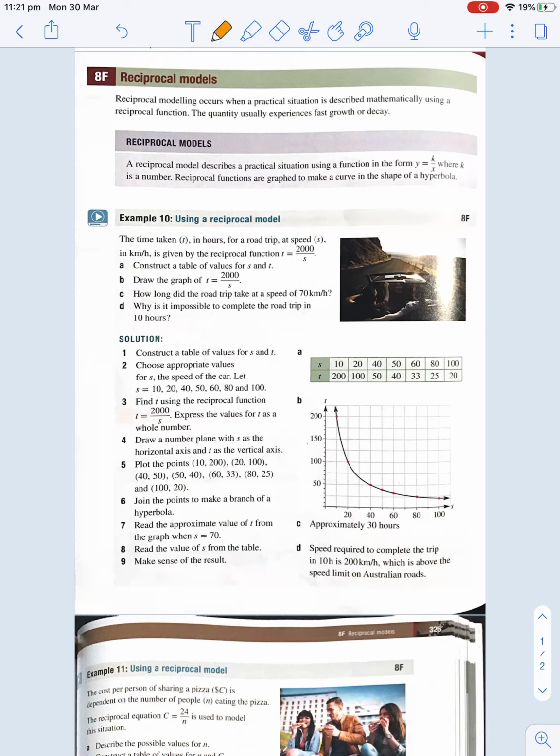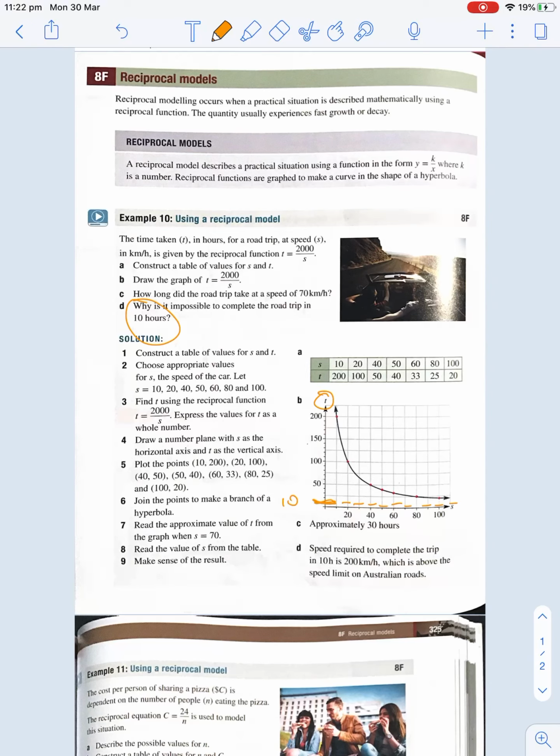So moving on, the next question is, why is it impossible to complete the road trip in 10 hours? So the idea is we want the time to be 10 in this situation. So if we look at our graph, if we want the time to be 10 hours, we want it to be all the way down here. There's our 10 for time. So remember, this is time. Our 10 is all the way down here.